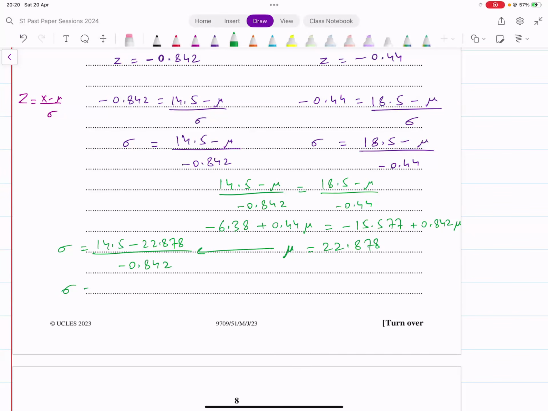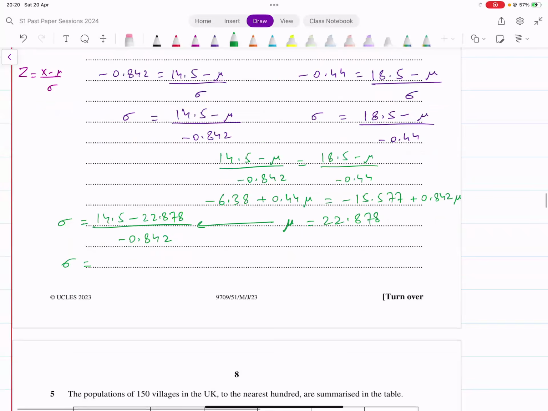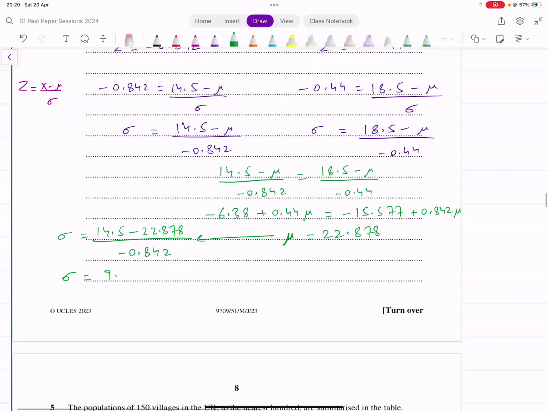Now, just a tip, standard deviation can never be negative. If you're getting a negative standard deviation value, that means you're doing something wrong, and you might need to recheck the working. Mean can be negative, but standard deviation can never be negative. 14.5 minus 22.878 divided by minus 0.842, and that's giving me 9.95, and that's the standard deviation that we were looking for. Okay, so we found the standard deviation and the mean.